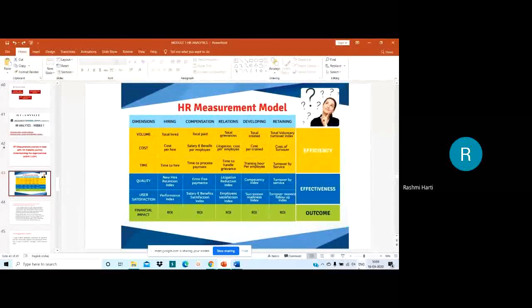The other dimension is quality, which is very important if you want to measure effectiveness. My dear students, I hope in OB as well as in HRM, you have already seen the difference between efficiency and effectiveness, right? So when we speak about effectiveness, it speaks about the quality of the HR department or the quality of the people in the HR department. Here, quality speaks about the quality of the functions of the HR department. So the first function is hiring.